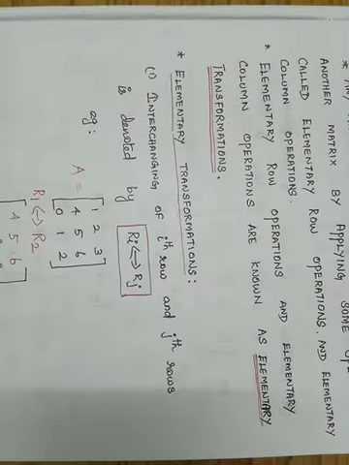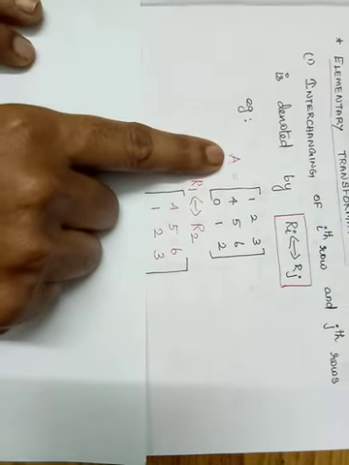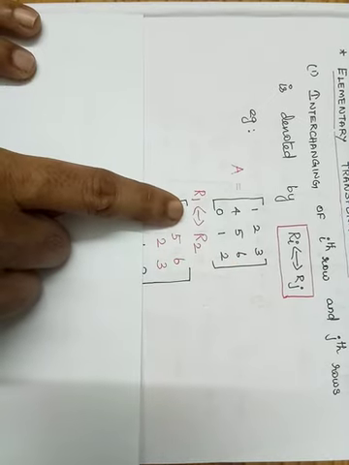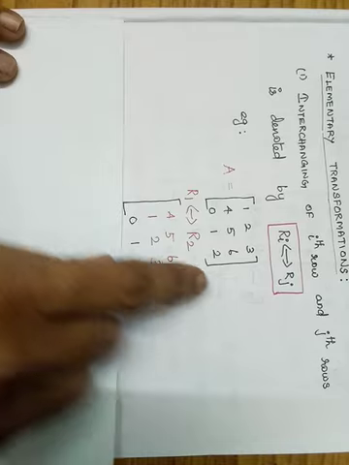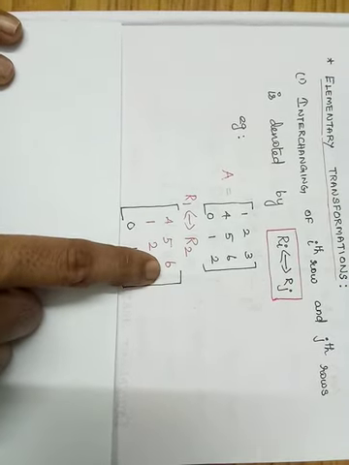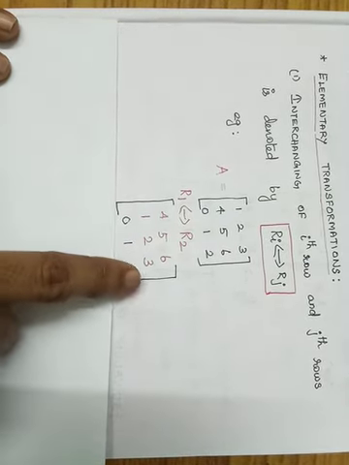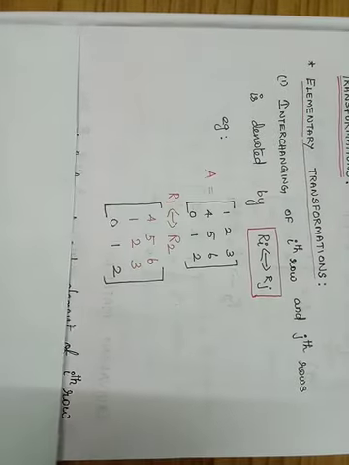For example, I have taken this matrix which is named A. Here I am going to interchange R1 and R2, so you have to write like this. When you write, we have to interchange. So the R2 elements 4, 5, 6 will be written as R1. In the same way, 1, 2, 3 of R1 will be in R2. So this is the first elementary row transformation.